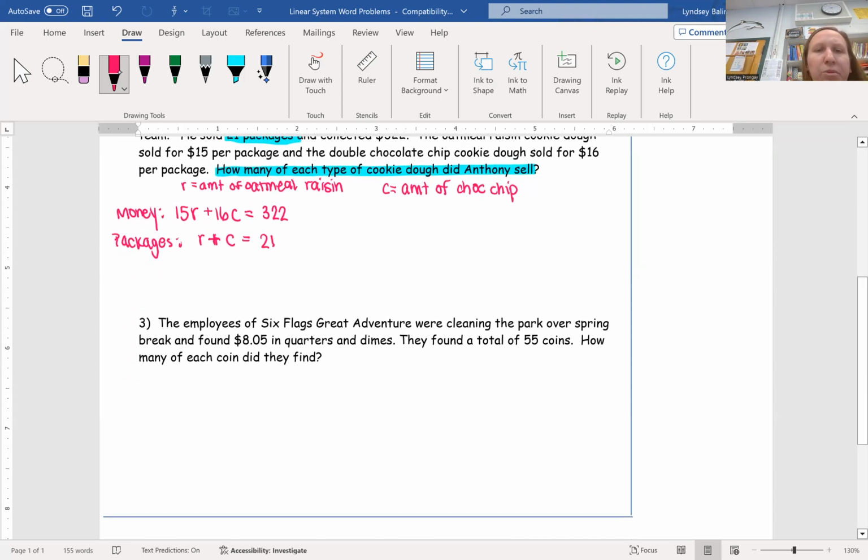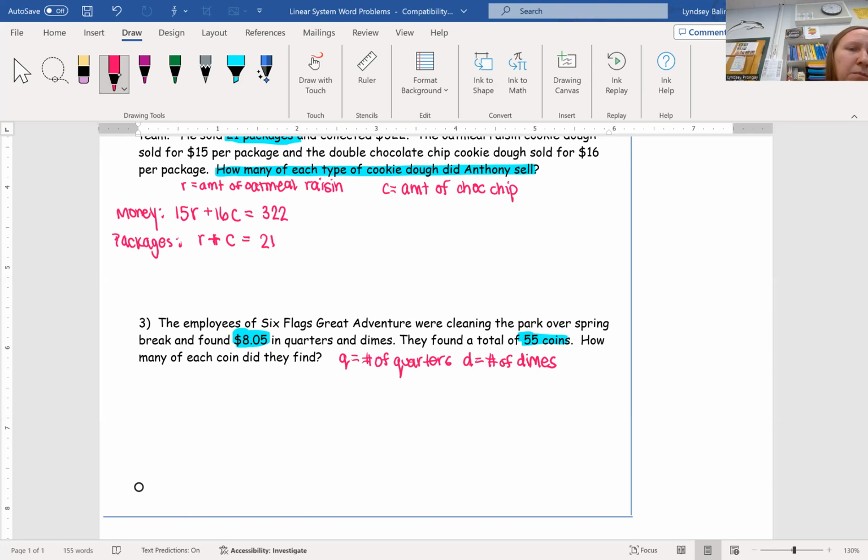And then number 3: the employees of Six Flags Great Adventure were cleaning the park over spring break and found $8.05 in quarters and dimes. They found a total of 55 coins. How many of each coin did they find? So I'm going to say Q is the number of quarters, and D is the number of dimes. Okay, and we have $8.05 found and 55 coins total found.